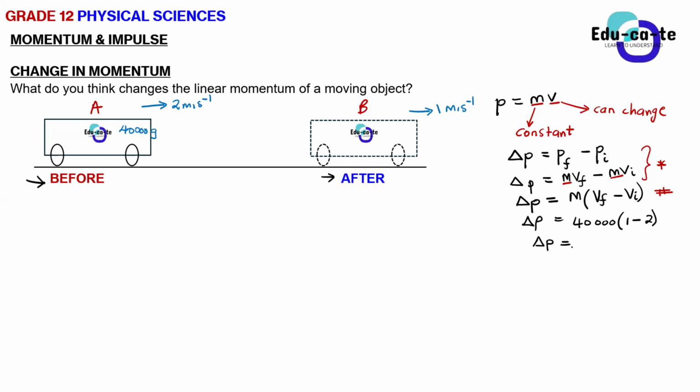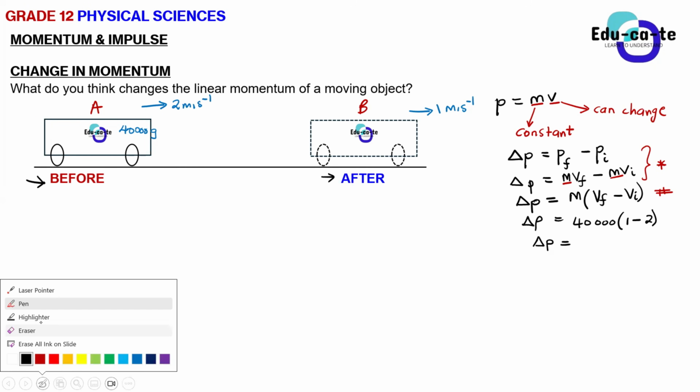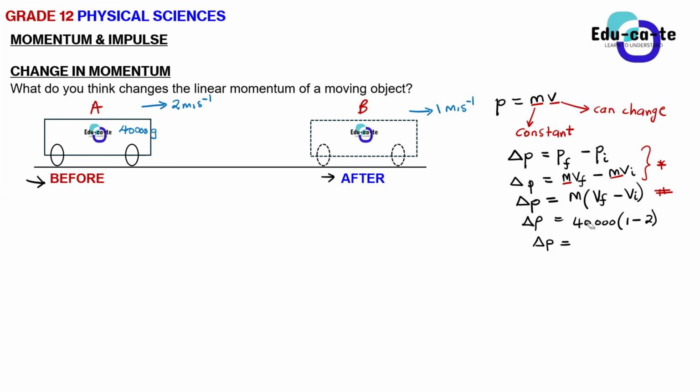When it comes to this formula, you need to remember that mass is measured in the standard units of kilograms. So me substituting 40,000 grams is actually incorrect. The moment you put 40,000, you get the wrong answer. So let's convert.